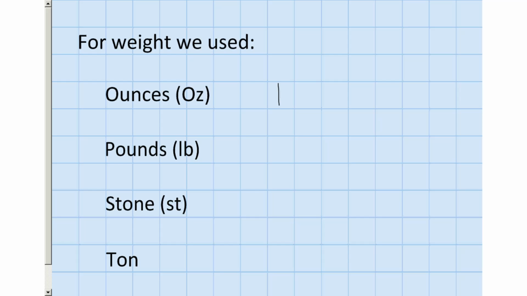Now, 1 ounce is approximately 30 grams. And 1 kilogram is approximately 2.2 pounds. There's no need to worry about conversion between stones or tons. The ones that we're interested in are ounces and pounds.